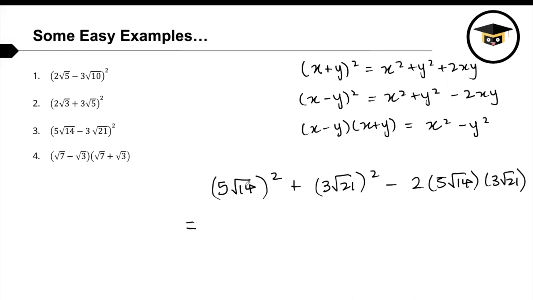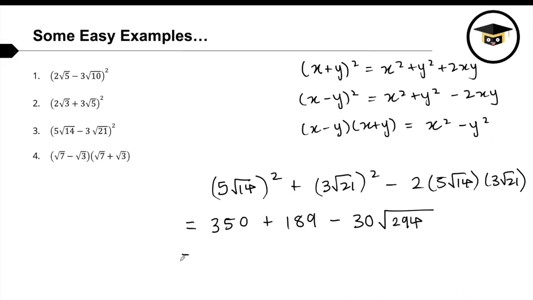5 squared is 25, and then we have square of root 14, which is 14. So 25 times 14 is equal to 350. Then we have the square of 3, which is 9, and the square of root 21, which is 21. So we have 21 times 9, which is 189. Then we have 2 times 5 times 3, which is equal to 30. And then we have root 14 times root 21, which is just root 294.